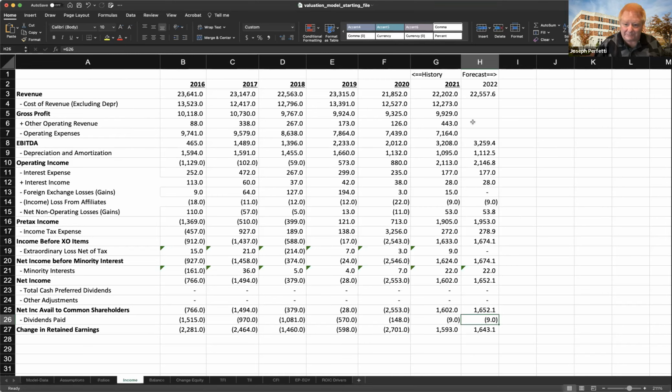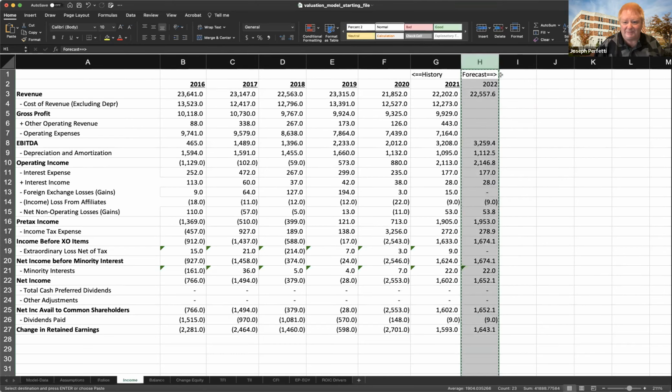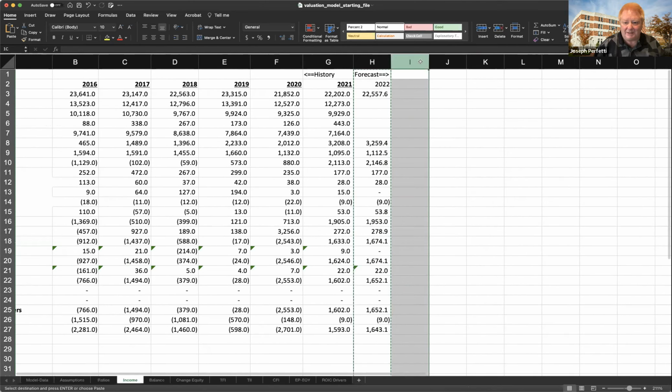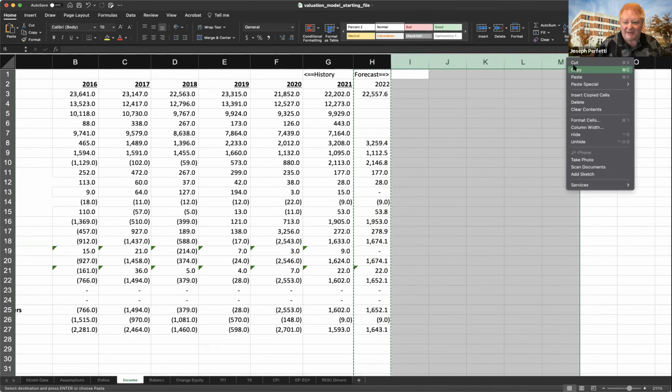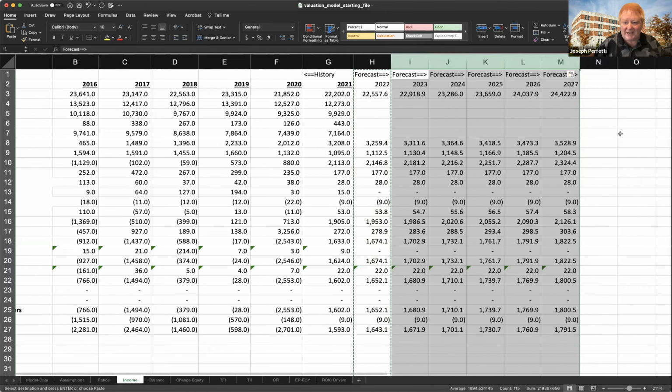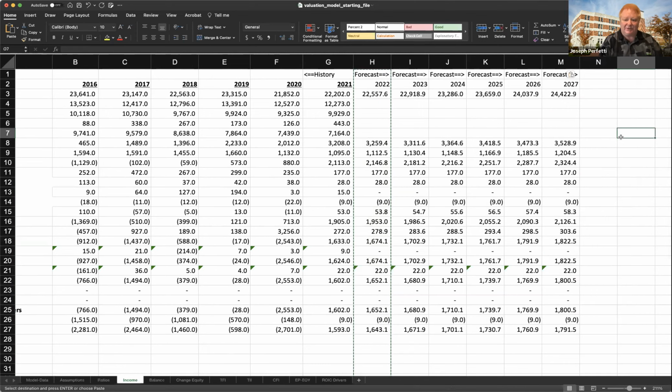Okay, so column H, now that we have the income statement, select the income statement, copy it, go to column M, right-click, paste. I now have forecasted income statements for Nokia going through 2027.